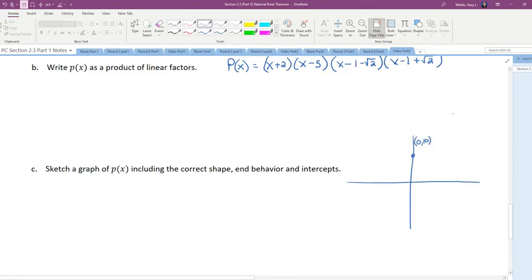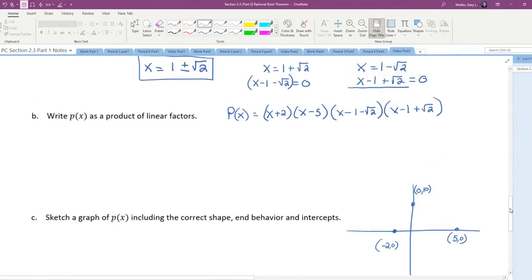All right, I have zeros at -2, +5, and then I have 2 irrational zeros. I probably ought to turn those into decimals. So let's do that. 1 plus the square root of 2 is going to be pretty small, so it's going to be less than 5 for sure. So I'm going to be in here at 1 plus the square root of 2. And then 1 minus the square root of 2.